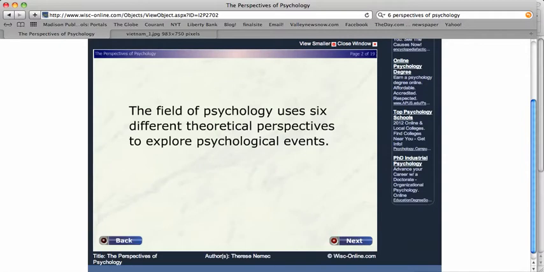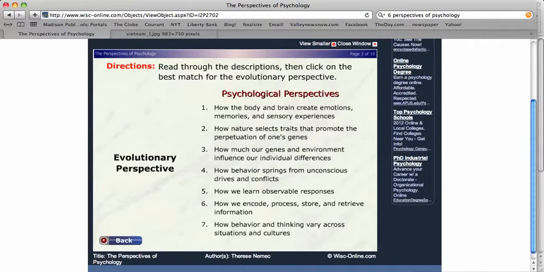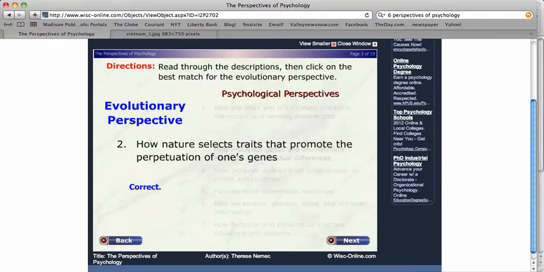The field of psychology uses 6 different theoretical perspectives to explore, I wonder why it says 6, psychological events. So, evolutionary perspective. How nature selects traits that promote the perpetuation of one's genes. That's reproduction. I like that with evolutionary perspective. I'm going to go with that. Yeah, I got it right.